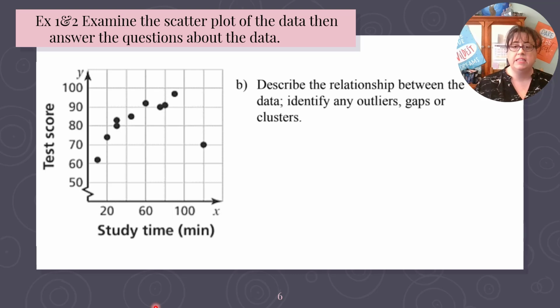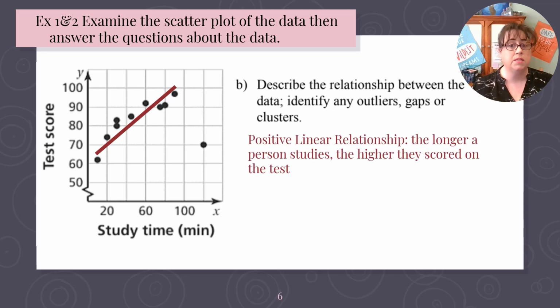Now it's asking us to describe the relationship between the data. So now we're really talking about what the data means. One of the very first things that's usually easiest to talk about is that relationship, like we did in those 4 other examples. If you were to look at this, it does look like it is going uphill and kind of clustered together in a way that we can make a line. So it does look like it has a positive linear relationship. And what does that mean? It means that it looks like the longer a person studies, the higher they scored on the test, for the most part. There is a problem, which we'll get to in a little bit.